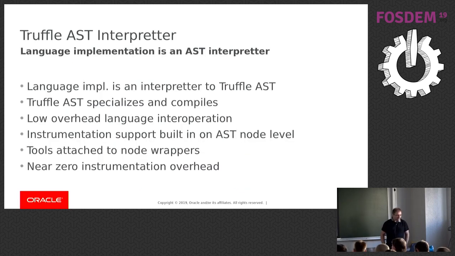Now, what the Truffle interpreter is: all language implementations are written as AST interpreters. That means that there is a unified AST representation in Truffle nodes, and all you need to provide for a language integration is to write an interpreter that will translate the language source into the Truffle AST. Then Truffle takes care of the specialization of nodes, partial evaluation, and compilation. That has the advantage that there is very low overhead in language interpretation, because the AST representation is the same for all languages. That means that you can seamlessly execute one language from the other, as the AST is just one for all of them.